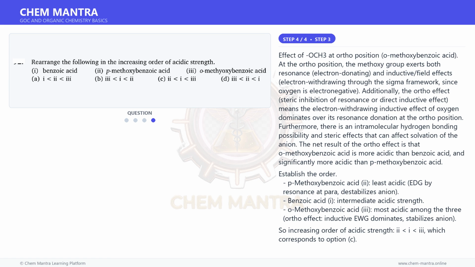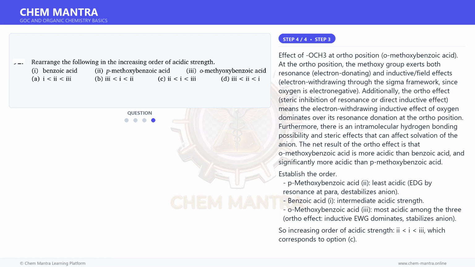Benzoic acid, 2, has intermediate acidic strength. O-methoxybenzoic acid, 3, is most acidic among the three: ortho effect, inductive EWG dominates, stabilizing the anion. So the increasing order of acidic strength is 1, 2, 3, which corresponds to option C.